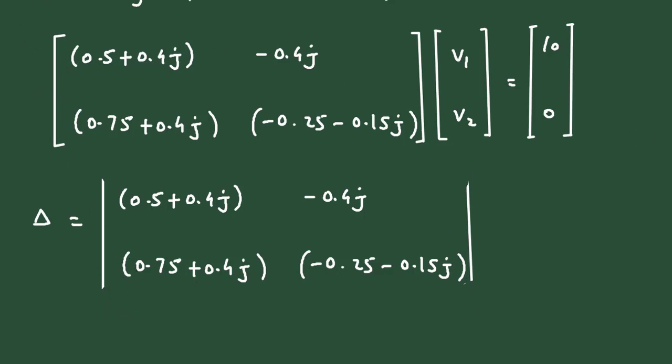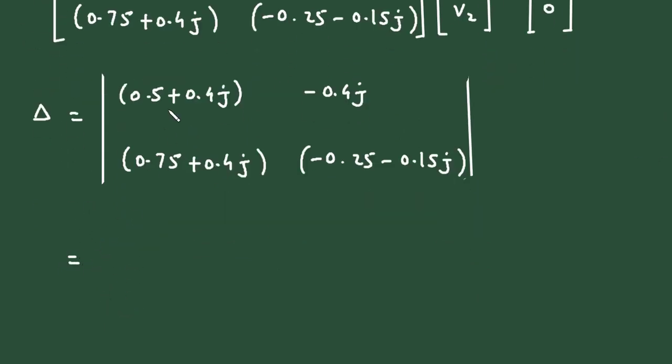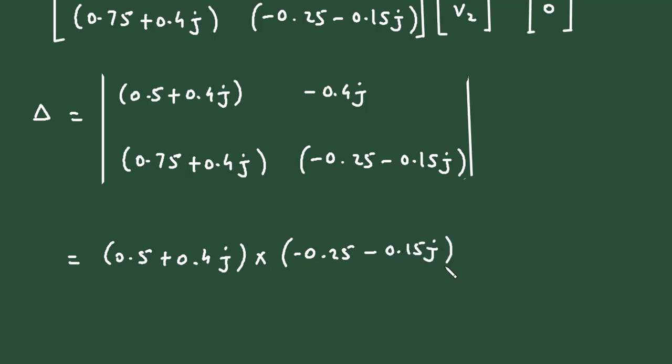So this is the determinant. We have to multiply this into this minus this into this. So (0.5 + 0.4j) multiplied with (-0.25 - 0.15j), minus (0.75 + 0.4j) into (-0.4j).